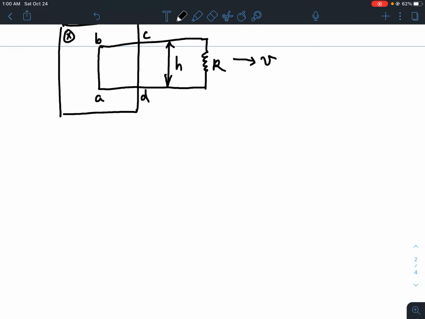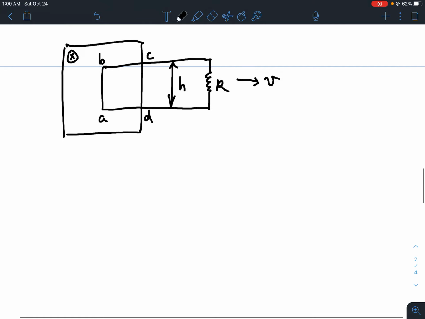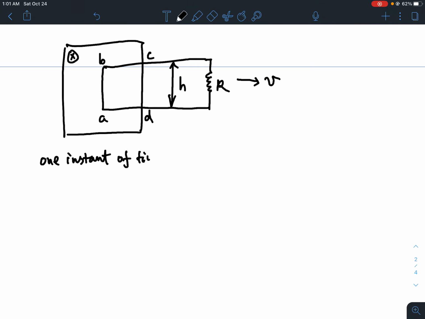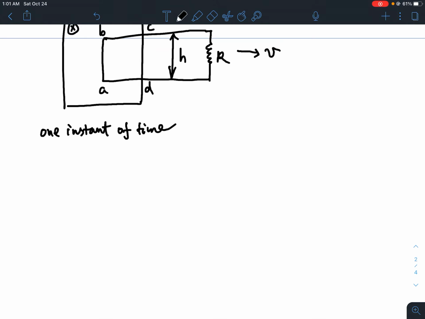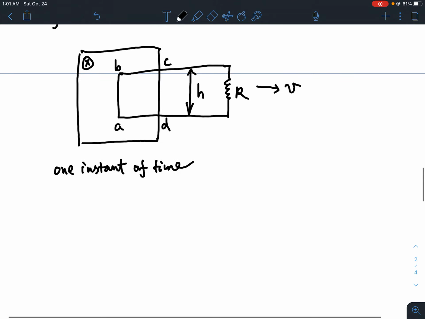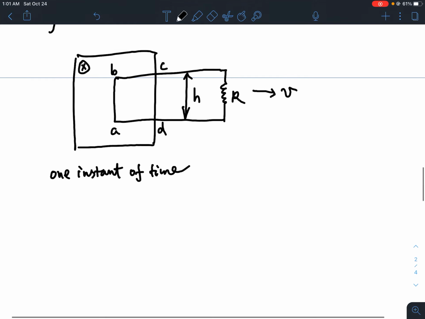Now let us just calculate this EMF. What we do is look at one instant of time, let the time be fixed at a t, and look at what happens for the magnetic force that is applied. Because it's moving, we should also look at it this way.